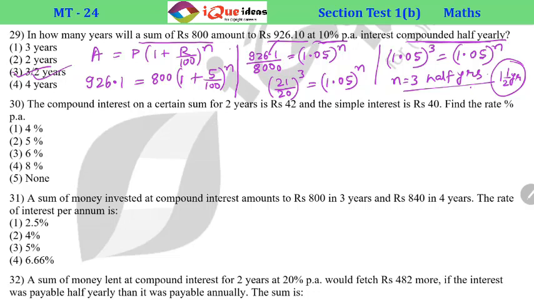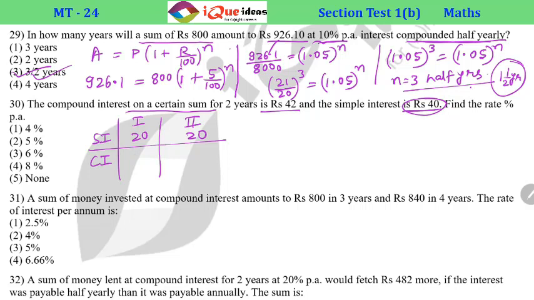Okay? Now, let's take the next question. It says the compound interest on a certain sum for 2 years is 42 rupees and the simple interest is 40 rupees, right? This is the standard question, first year, second year. Simple interest has to be the same. Total simple interest for 2 years is 40. So for 1 year, it will be 40 by 2, that is 20 rupees. Now, first year compound interest value is the same as simple interest value. So compound interest value will be 20 rupees. Total 2 year compound interest is 42. So second year compound interest will be 42 minus 20, that is equal to 22 rupees. So first year compound interest 20 rupees, second year compound interest 22 rupees.